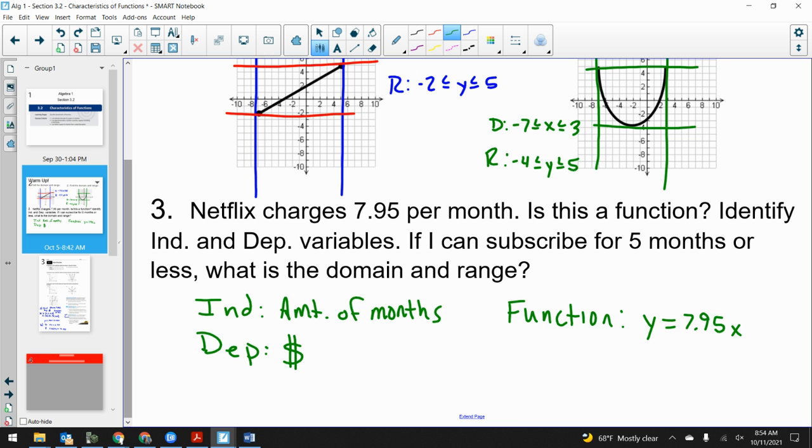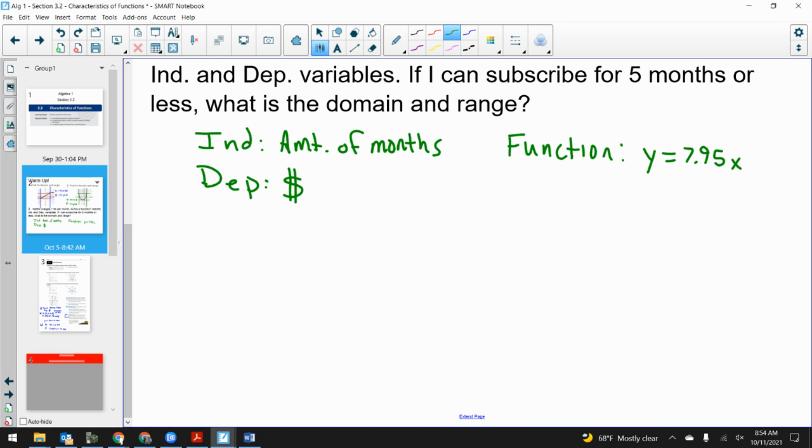All right, if I can subscribe for 5 months or less, what is the domain and range? So what is the domain here? What is the domain? If I can subscribe for 5 months or less, what is the domain? Nathan? Months? Yes, but I'm talking about numerically. What is the domain? Oh, 1 to 5. 1, 2, 3, 4, 5. There you go. That says it better.